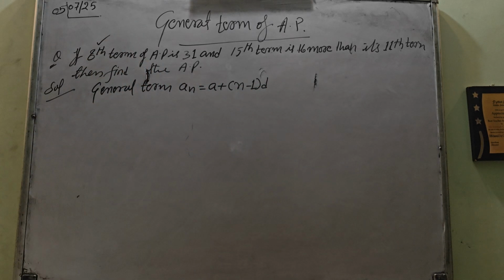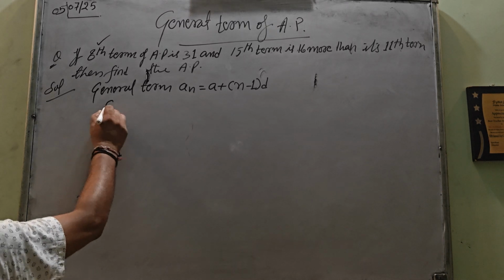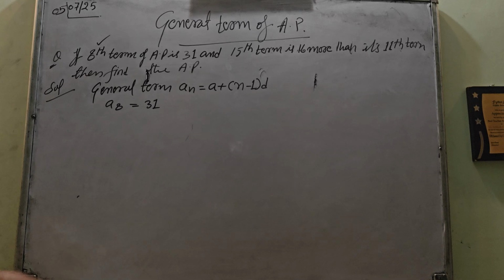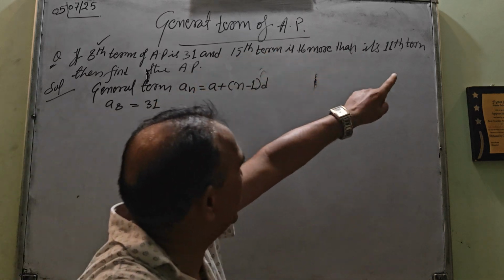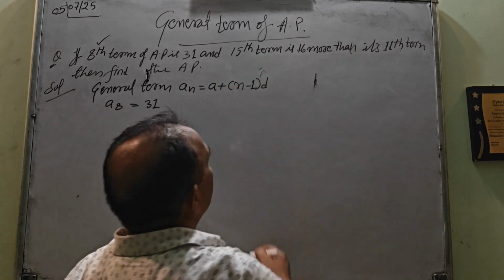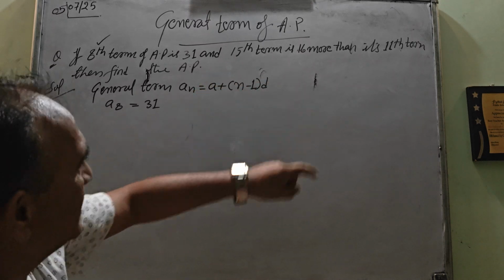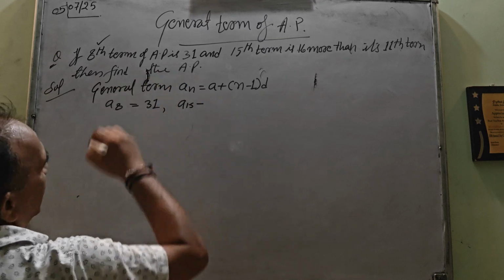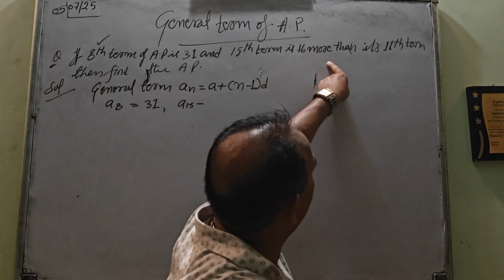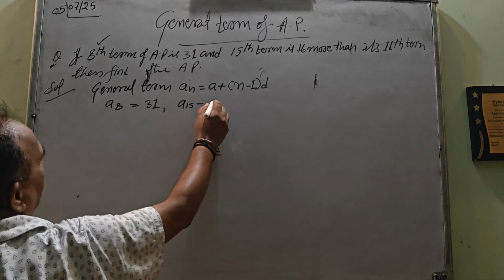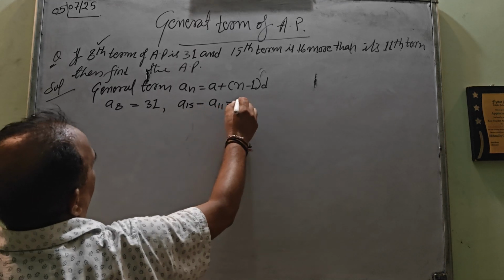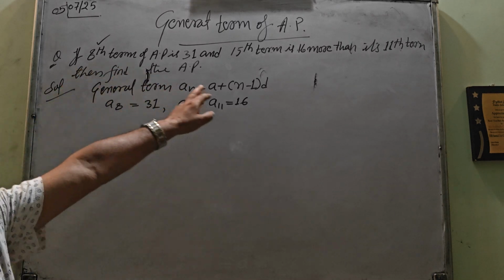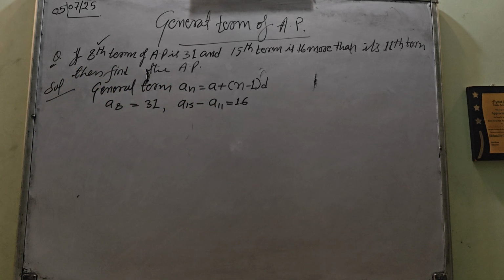In first case, a8 is given to us and a8 is equal to 31. Then we say that 15th term is 16 more than its 11th term. 15th term is a15. Second condition, a15 minus a11 is equal to 16. These are the two conditions given to us. With the help of these two conditions, we have to find the AP. We use the general term formula.